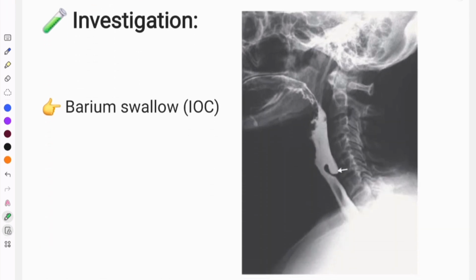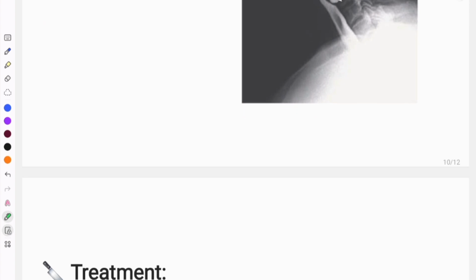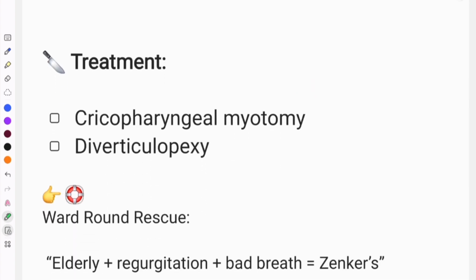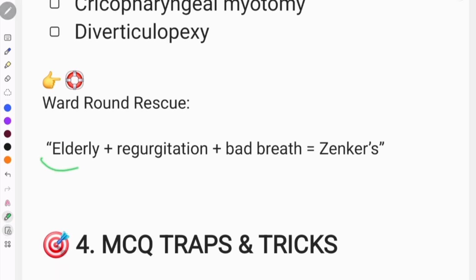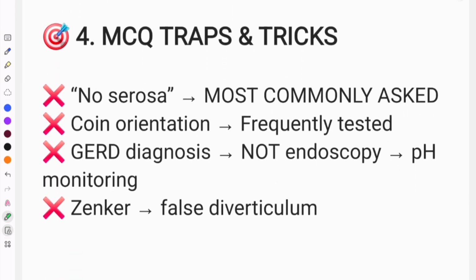The investigation of choice will be barium swallow. You can see both here. Let's move on to the treatment. The treatment is usually cricopharyngeal myotomy and diverticulopexy. If you see an elderly patient with regurgitation and bad breath, which is halitosis, you can think about Zenker's diverticulum. Got some MCQ traps and tricks.